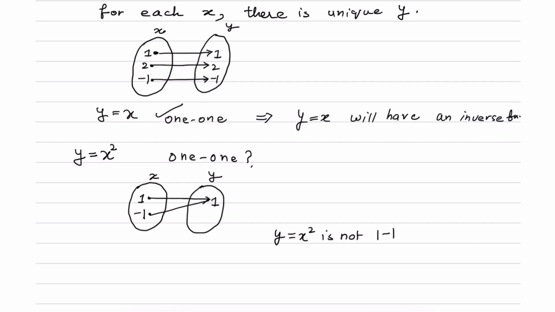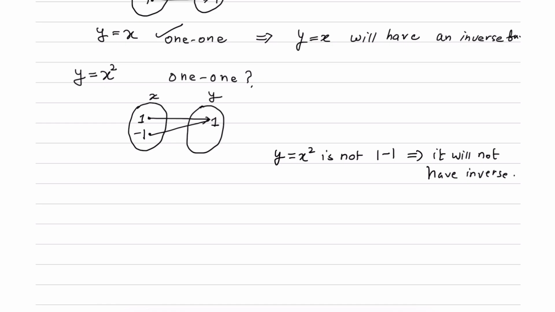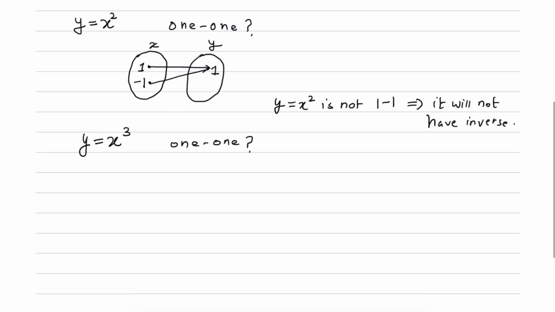So we will say that y equal to x square is not 1, 1. We can write it like this also. So it will not have an inverse. So an inverse of a function exists if and only if the function is 1, 1. Let's try one more example to see if y equal to x cube will have an inverse function. For that, it must be 1, 1.